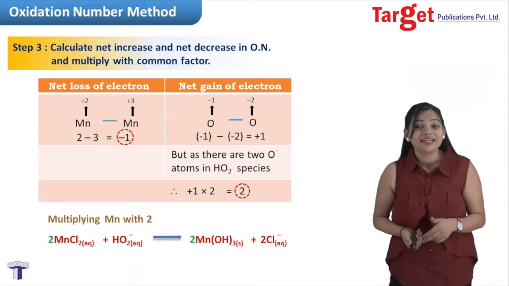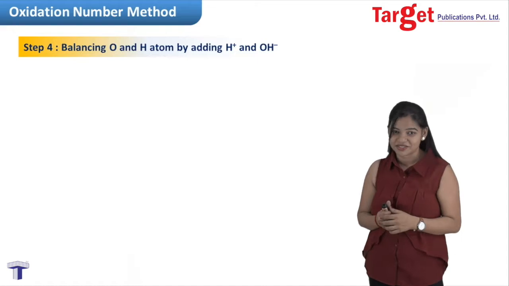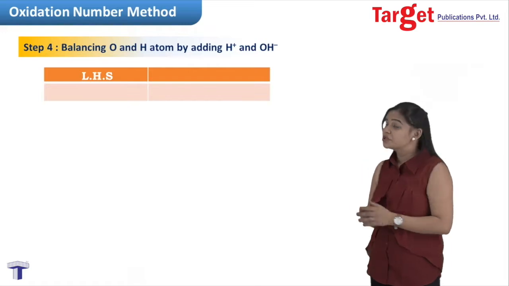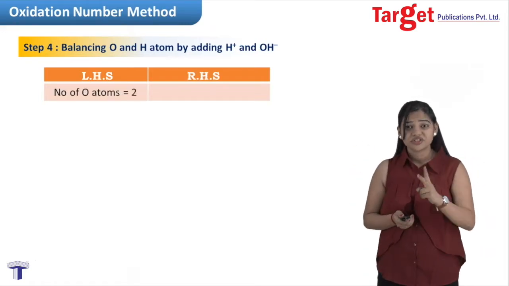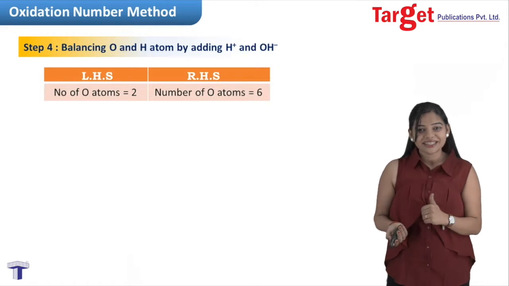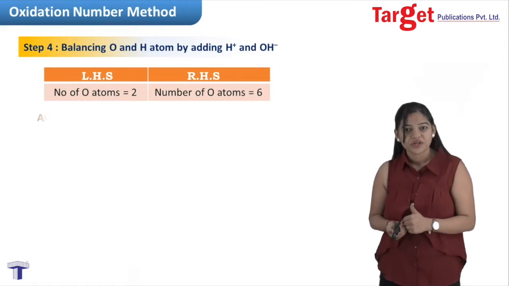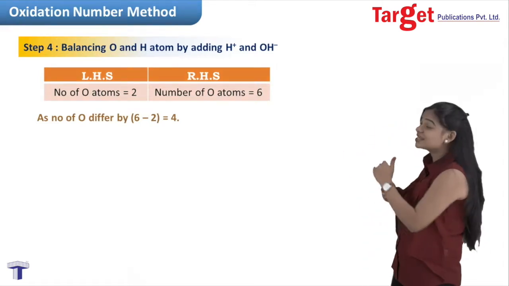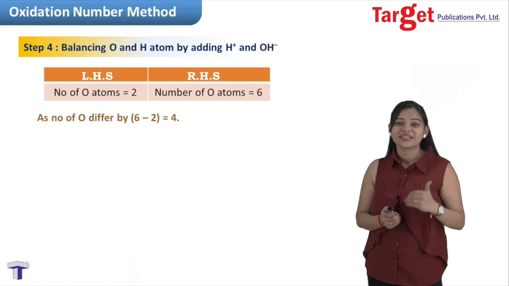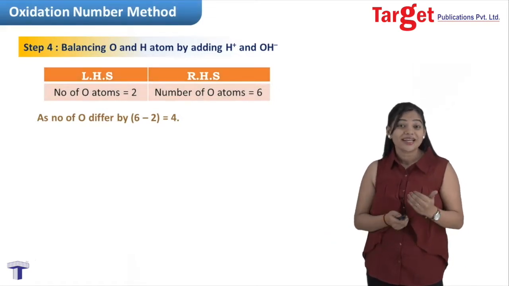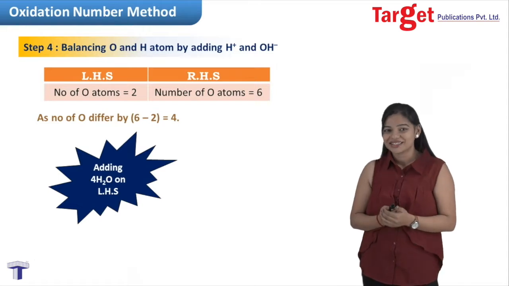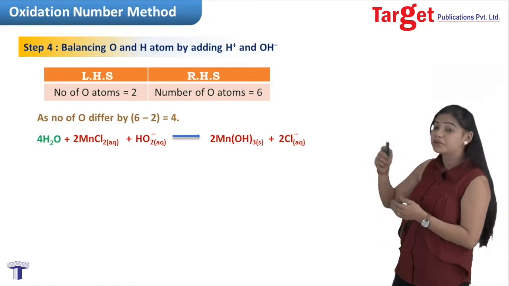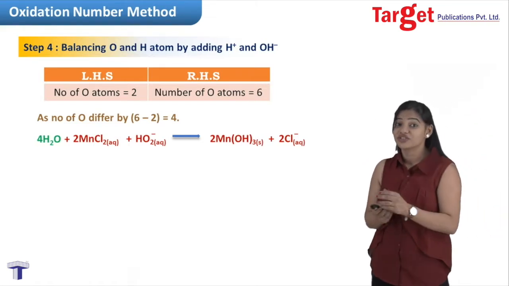Our next step will be to balance the remaining oxygen and hydrogen atoms. Students, how do we balance oxygen atoms? Yes, by adding water molecules. So on left hand side of the reaction, if you see, we just have 2 oxygen atoms, whereas on right hand side, there are 6 oxygen atoms. So the difference is of 4 oxygen atoms. That is, left hand side has 4 oxygen atoms less than that of right hand side. So we balance the oxygen by adding water molecules and hence we add 4 water molecules on the left hand side to balance the oxygen atoms.